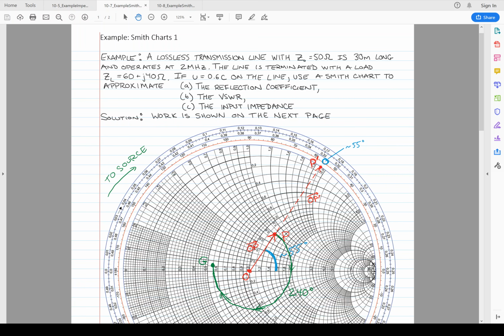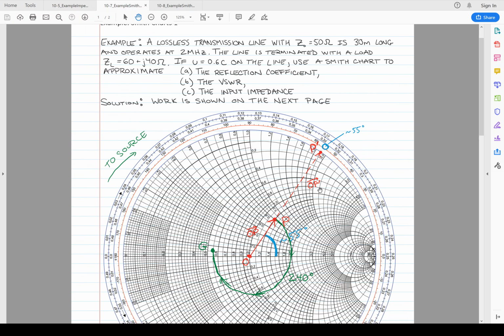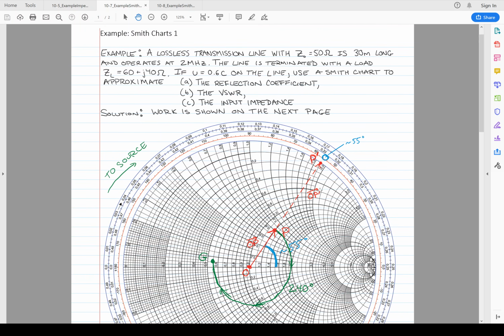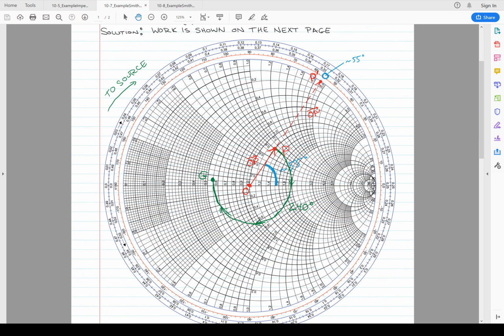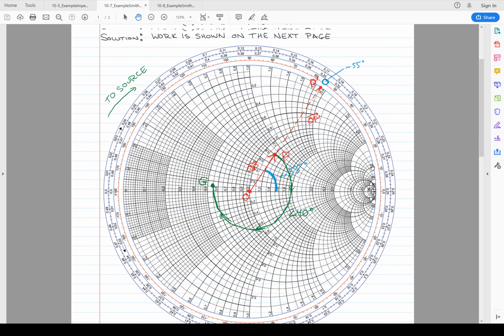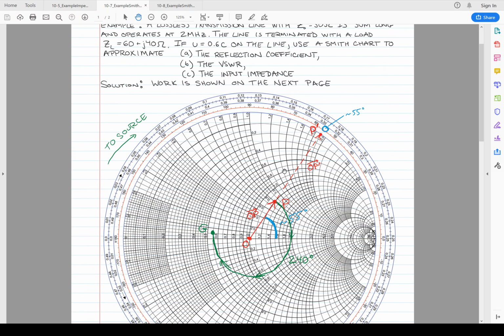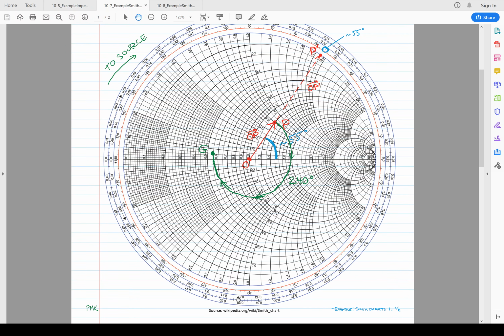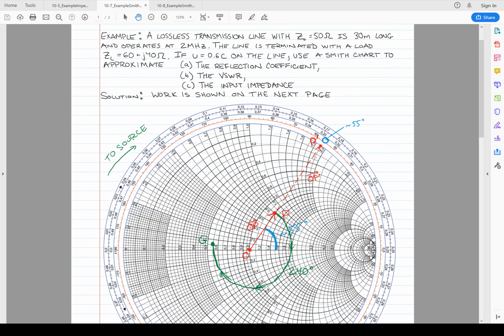And I've got an example here. This is the first of two examples that I have on the Smith charts. The Smith chart is kind of tricky for me to do electronically because of the chart itself, so I'm just going to walk you through my PDF of notes. Everything is already written. You'll need a Smith chart, which you can get from Wikipedia. I've got the link here, and you also need a ruler. So let's work through it.